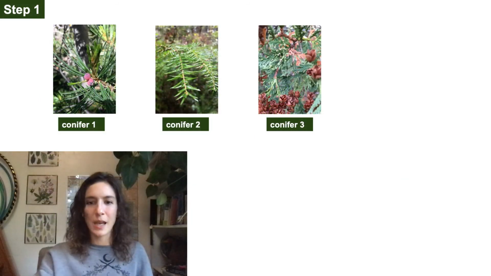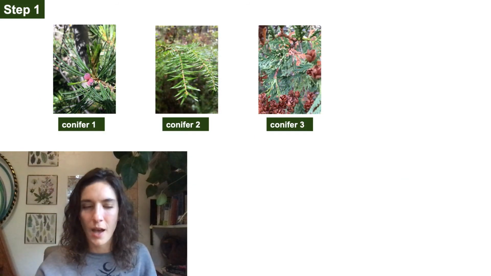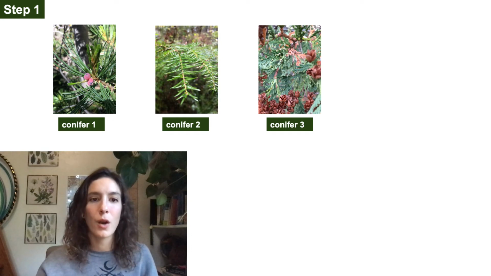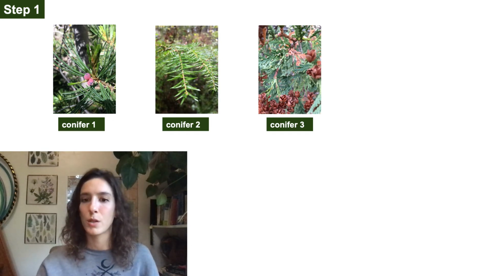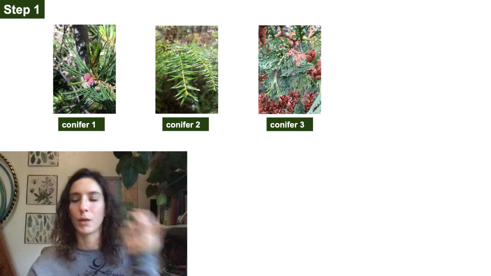So let's use our example here. Let's go through those 6 steps. Step 1. Here are the 3 conifers. These are the ones that we've been talking about. These are the ones that I'm interested in their relationships.